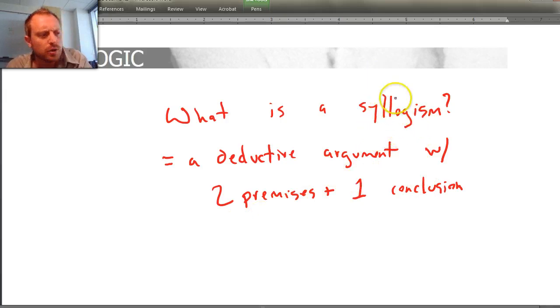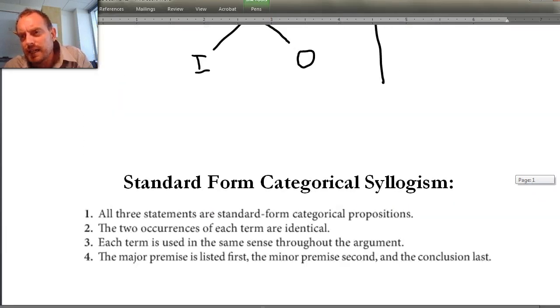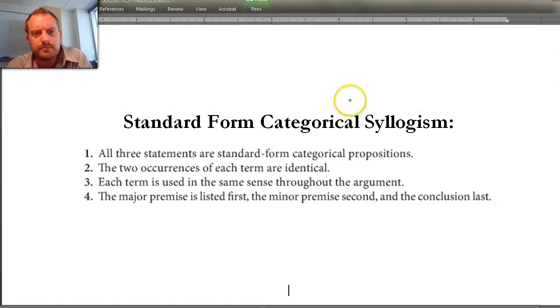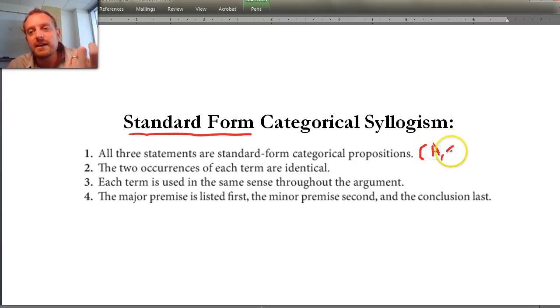Of course, within categorical logic, we're looking at syllogisms in a little bit more of a specific sense. Let me scroll up here and show you. What we're going to call a standard form categorical syllogism must conform to four different criteria. First, all three statements should be standard form categorical propositions, meaning that the two premises and the conclusion of a syllogism have to either be an A, an E, an I, or an O statement. Okay, that's the first thing to know. That's why we spend so much time looking at categorical propositions.